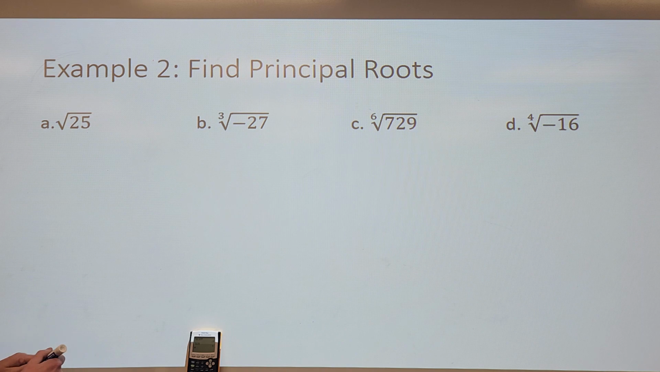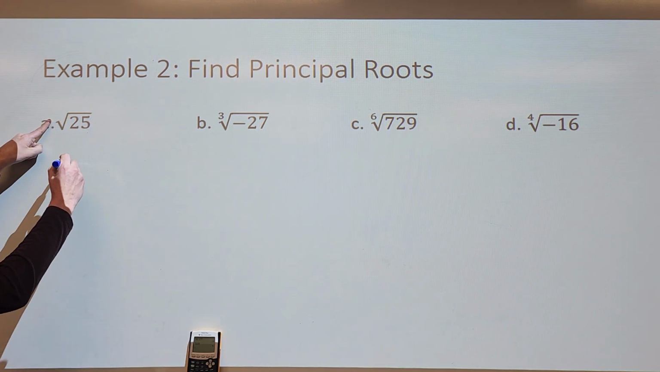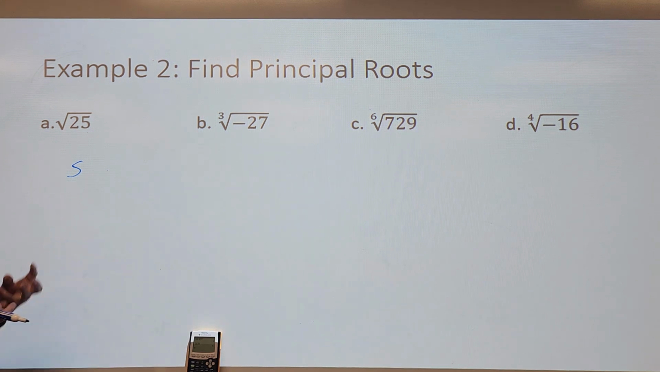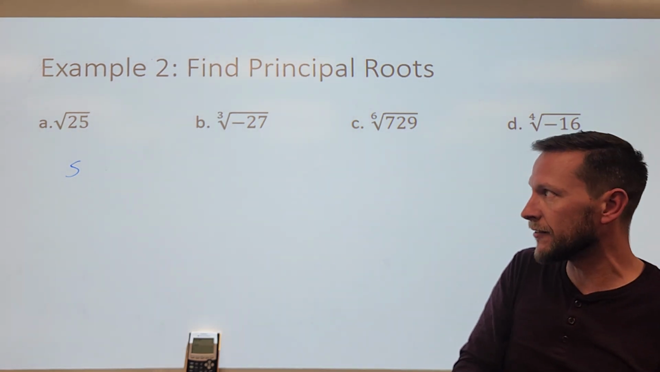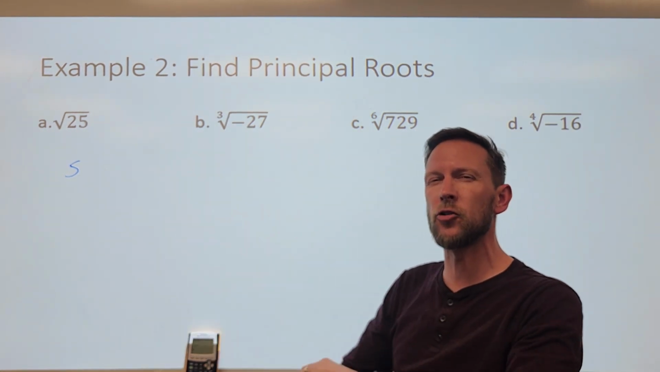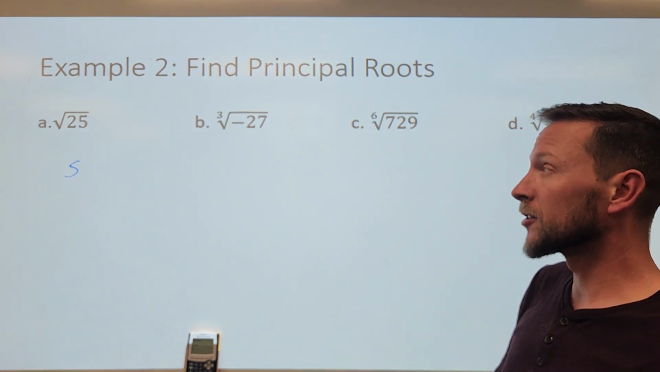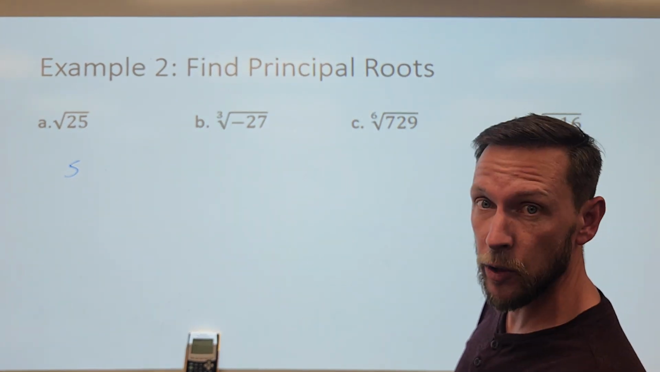So let's have a little exploration. This symbol right here just means 5. The square root of 25, there are 2 real square roots of 25, but when we use that symbol, that refers only and exclusively to the principal, or positive, in this case, square root.